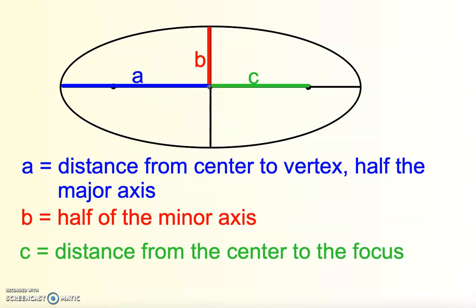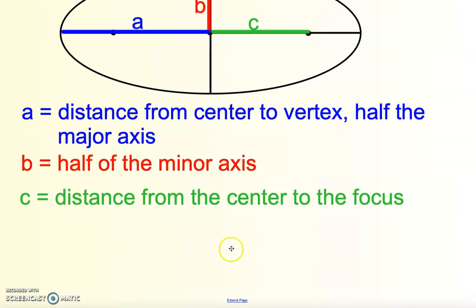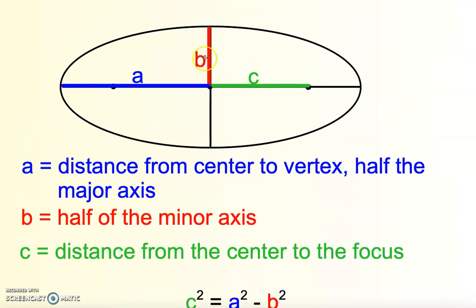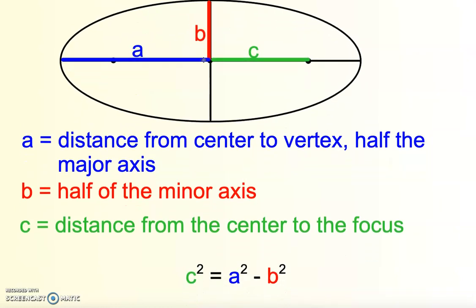We call the distance from the very center of the ellipse along the major axis to a vertex A. And this is part of what you read about in your book. We call this distance from the center along half of the minor axis B. And then we call the distance from the center to a focus, either focus, it doesn't matter, C. And it just so happens that these three items are related through the Pythagorean theorem, and this is what you read about: C squared equals A squared minus B squared. Or you could say B squared plus C squared equals A squared.